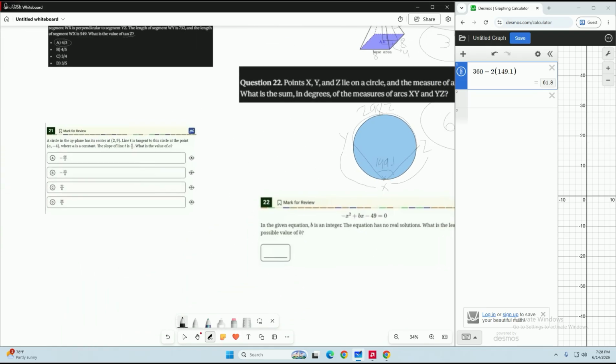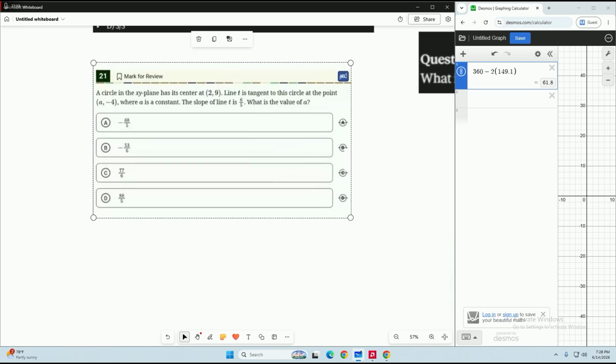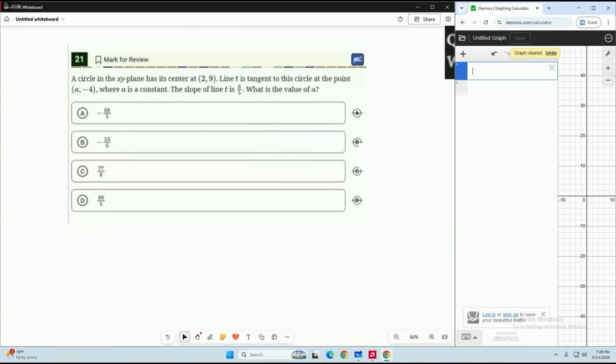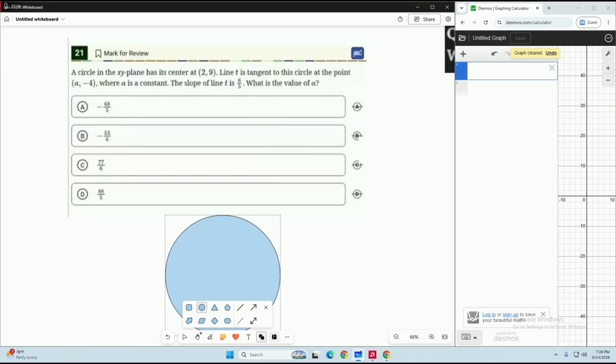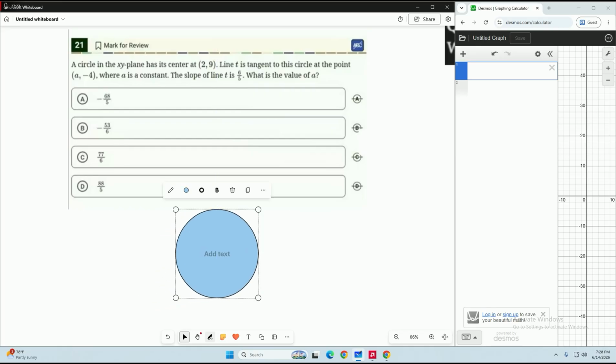Okay, let's move on to question 21 from another person's exam. For this question, let's first visualize what it looks like. We have a circle with the center at (2, 9). So we have a center right here, that's (2, 9).